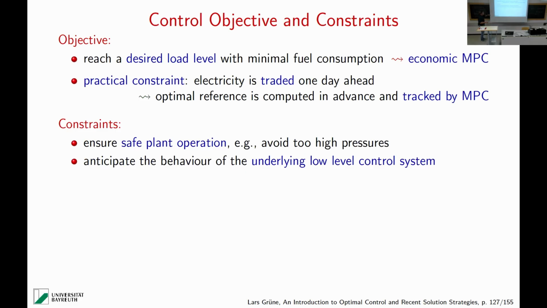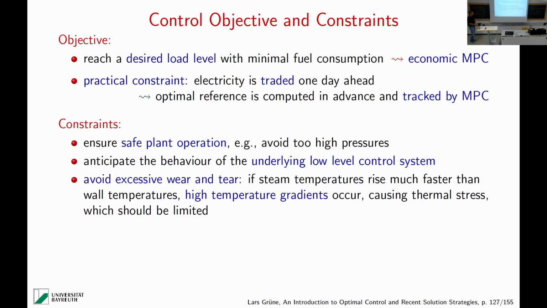There is a lot of low-level control going on, right? So each component has its own little control system, which is not optimal control, but just classical PID controllers. And the MPC that is somehow on a higher level of hierarchy has to anticipate what's going on below in order not to give commands that are not admissible or contradict what the underlying systems would do.